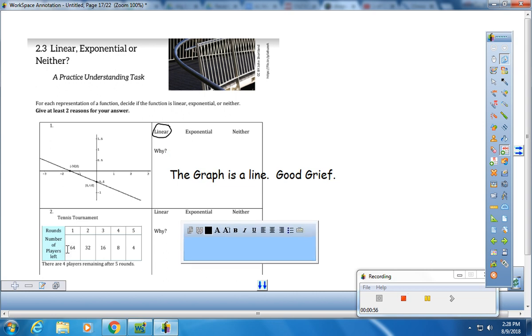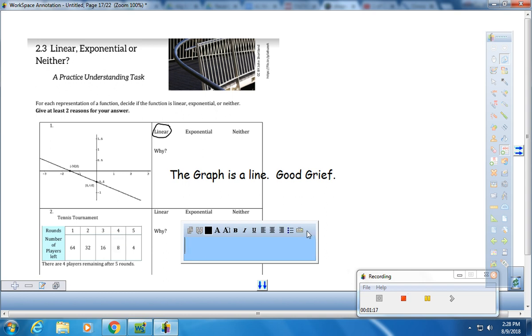Okay, now look, from 64 to 32, we have lost 32 players in the tournament. From 32 to 16, we've lost 16 players. From 16 to 8, we've lost 8, and from 8 to 4, we've lost 4. So this is not linear. It's not a constant difference.